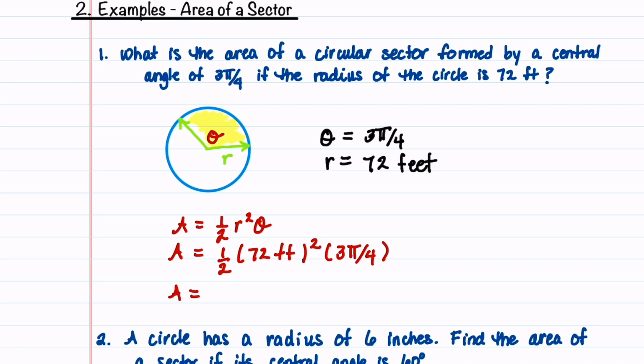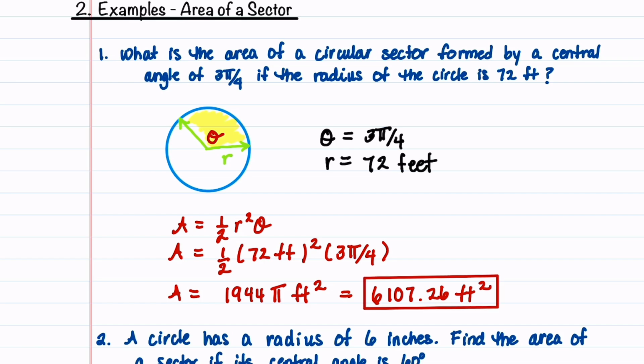So we can multiply these numbers out with our calculator, and we end up with 1944π feet squared, which is called square feet. And then if we multiply the pi times 1944, we end up with 6,107.26 square feet. So we'll write that as feet squared. Okay, great. So we have that first problem completed.